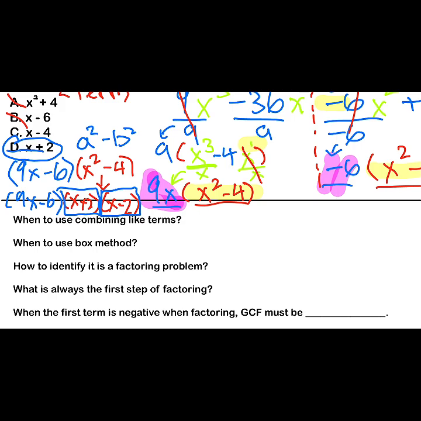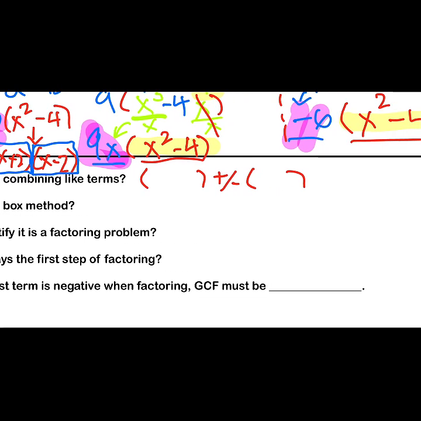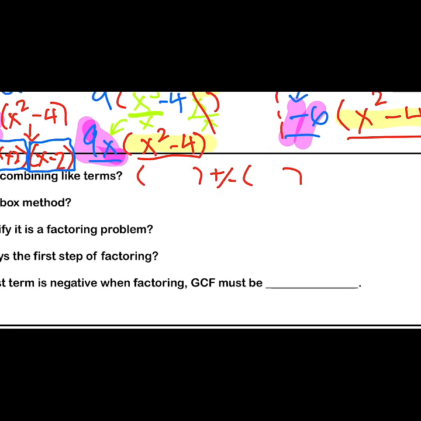X plus 2. All right, so now we're going to go on to our, hey, when do we use each method? So when you use combining like terms, what this means is when we have two parentheses that are being added or subtracted to each other. This is when we use combining like terms. There are two sets of polynomials in each of these parentheses, and we're adding or subtracting them together. That is what's going on in this one.